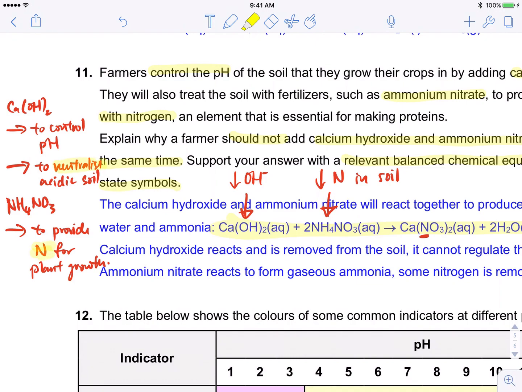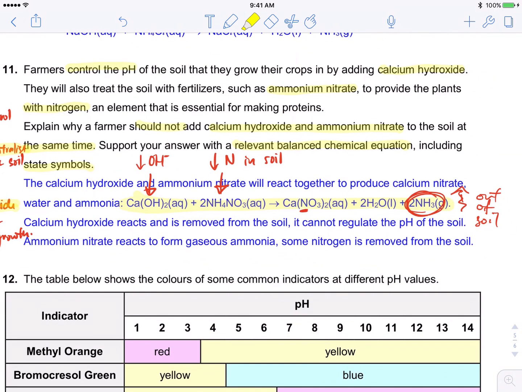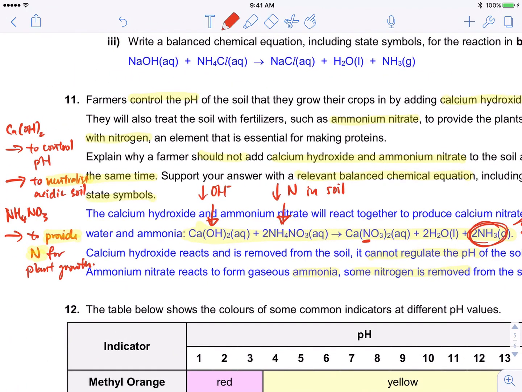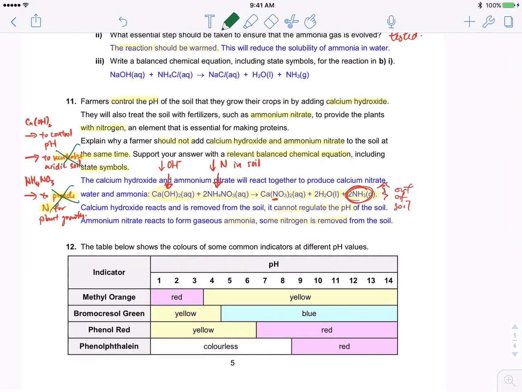Secondly, we are losing the nitrogen that is important for plant growth. Because calcium hydroxide has reacted and been removed from the soil, it cannot regulate the pH of the soil. Ammonium nitrate has reacted to give ammonia gas, so we have some nitrogen being removed from the soil. So if we add these two together, they counter each other, they react with each other, such that they lose their original function. Okay, so that's why we should not add them together.